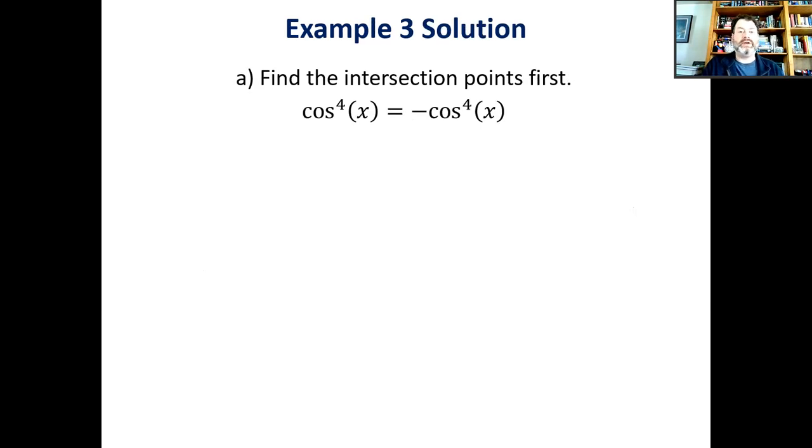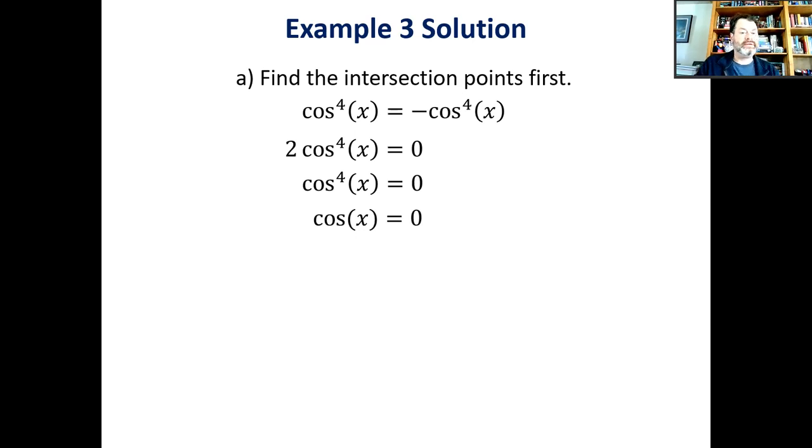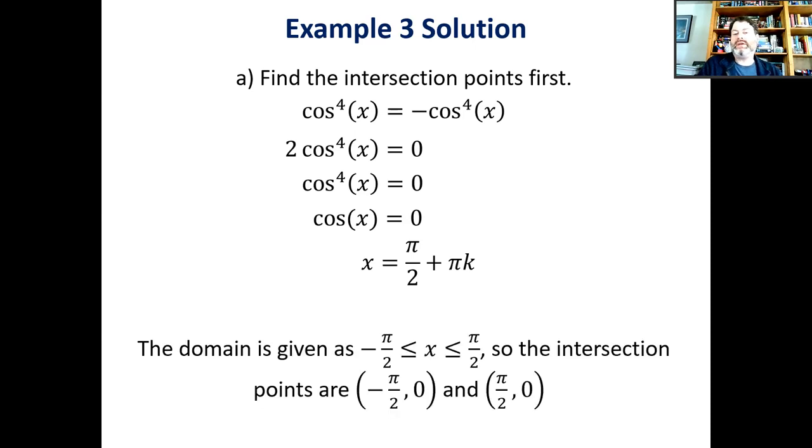So let's find the intersection points. It helps us when we draw the graph and set up the integral. You just substitute one equation into the other, add cosine to the 4th x to both sides, divide by 2, take the 4th root. You're allowed to take 4th roots when 0 is on one side. And cosine x equals 0 at x is pi over 2 plus pi k. And so the domain is given as negative pi over 2 to pi over 2, so the intersection points are negative pi over 2, 0, and pi over 2, 0.